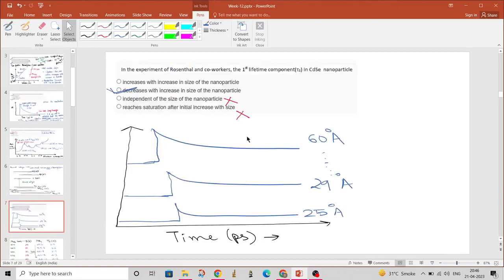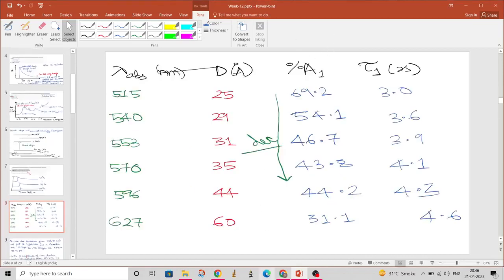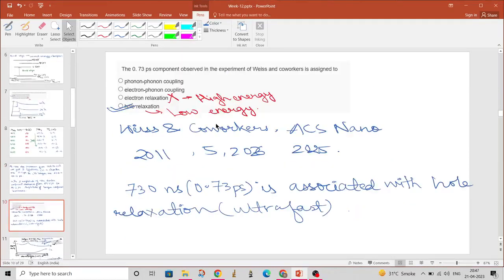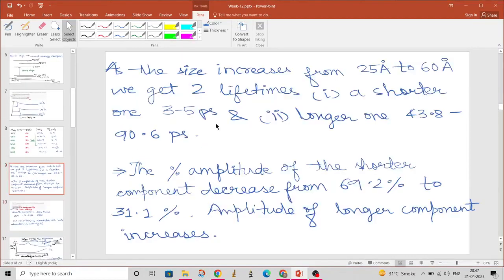Then we saw that the amplitude of the first lifetime component decreases when the size of the cadmium selenide nanoparticle increases. Here's the data showing the decrease in the percentage amplitude of the tau 1 component. So simultaneously, the tau 2 component amplitude should increase with increase in the diameter or the size.